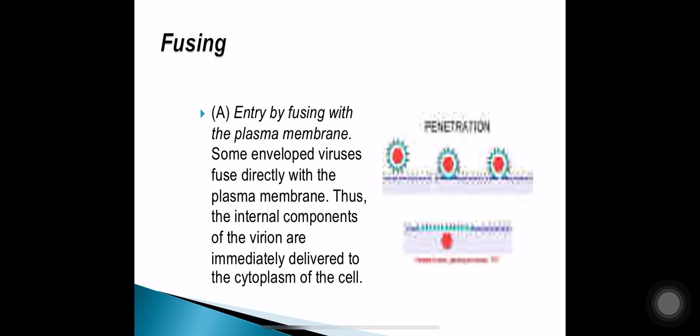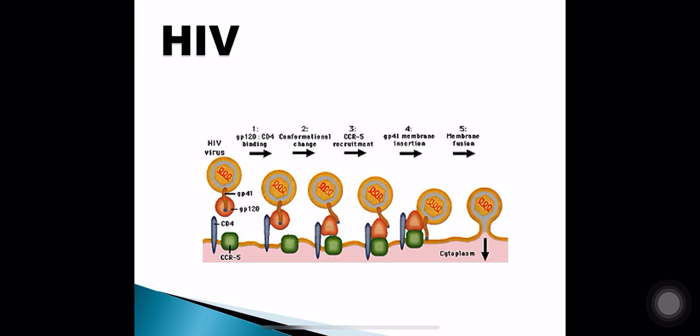How does the fusion take place? Entry by fusion with the plasma membrane. Some enveloped viruses fuse directly with the plasma membrane. Thus, the internal components of the virion are immediately delivered to the cytoplasm of the cell. Here an example is shown. The HIV virus has GP120 receptor and GP41 receptor.